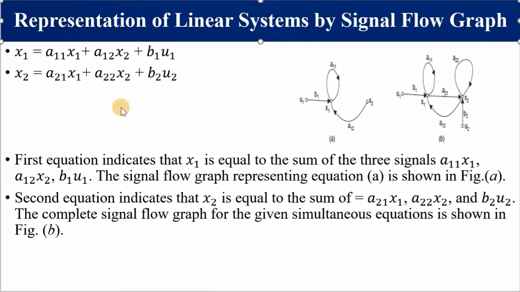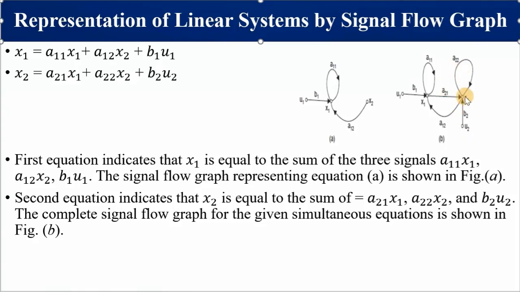So we are saying the first equation, which is this equation, indicates that this X1 is equal to the sum of three signals. This signal, and this signal, because they are inflowing. And this represents X1. And our second equation indicates that this X2 at the center is a sum of this signal as well as this signal. We take note of incoming nodes.